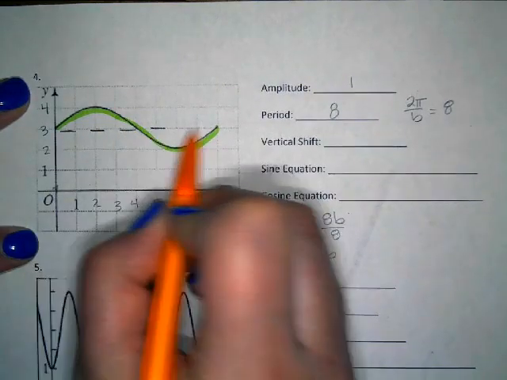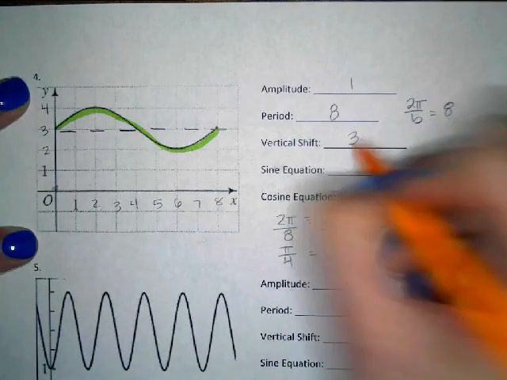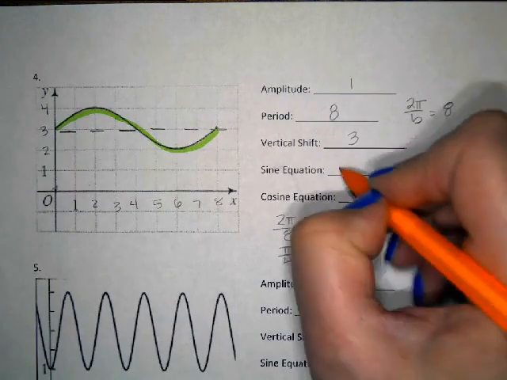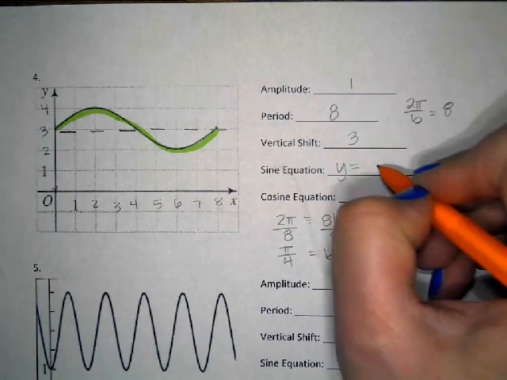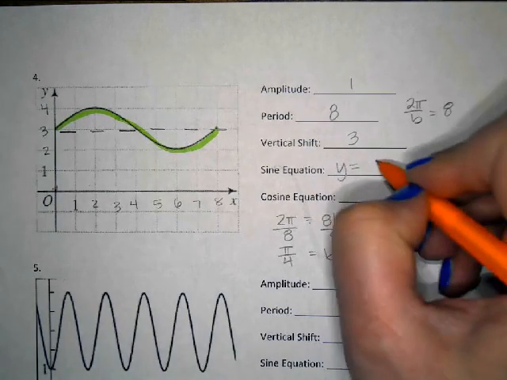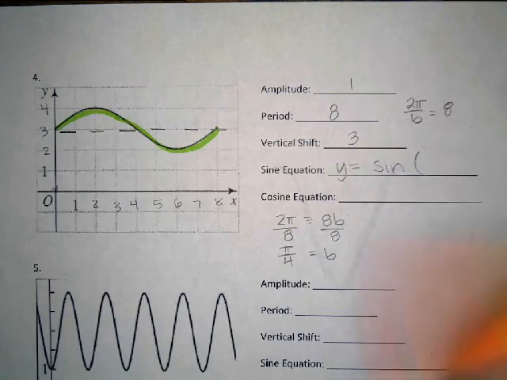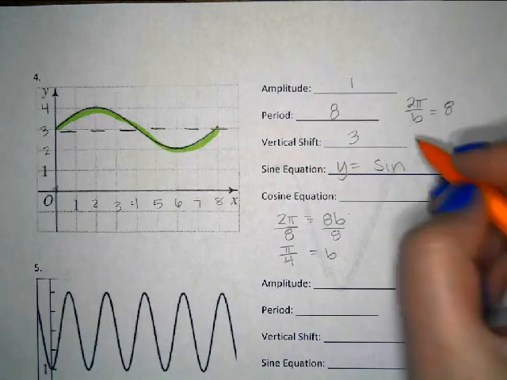So the sine equation is, what are we going to write for the sine equation? Sine. Oop, we don't even need the parentheses. Okay, not 8. We need pi fourths x plus 3. Okay?